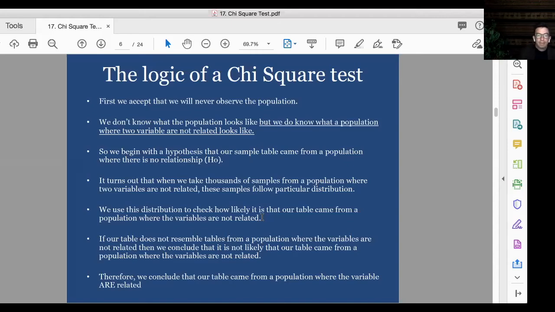When we compare them, if our table does not resemble tables from a population where the variables are not related, then we conclude that it is not likely that our table came from a population where the variables are not related. And if it's not likely that our table came from a population where there's no relationship, then we can reject that hypothesis and say, well, if it didn't come from a population where there's no relationship, it's a very slim likelihood, then we can say that it came from a population where there is a relationship. That is the logic of a hypothesis test, right? That is why we start from a null hypothesis.